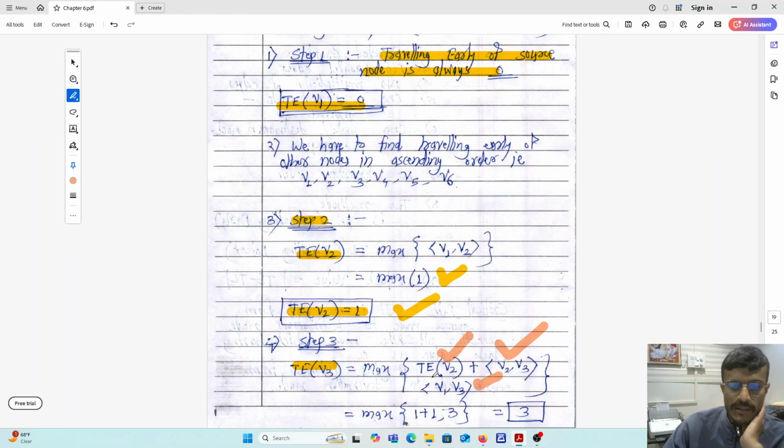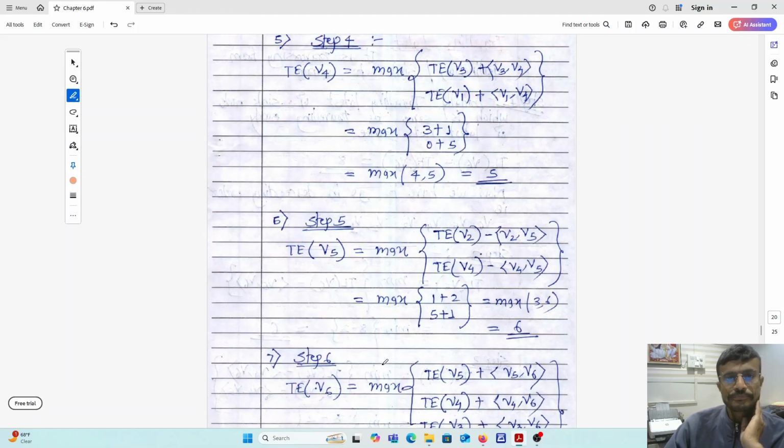So what is the value here? So traveling early of V2 is 1, then V2 to V3 is 1, comma 3. So what is the maximum? 3. So traveling early value of V3 is equals to 3. Then step number 4, you have to find out traveling early of V4. So if you see the diagram properly of that PERT, you can see we have found out V3 before the V4, V2 before the V3 and V1 at the very beginning stage.